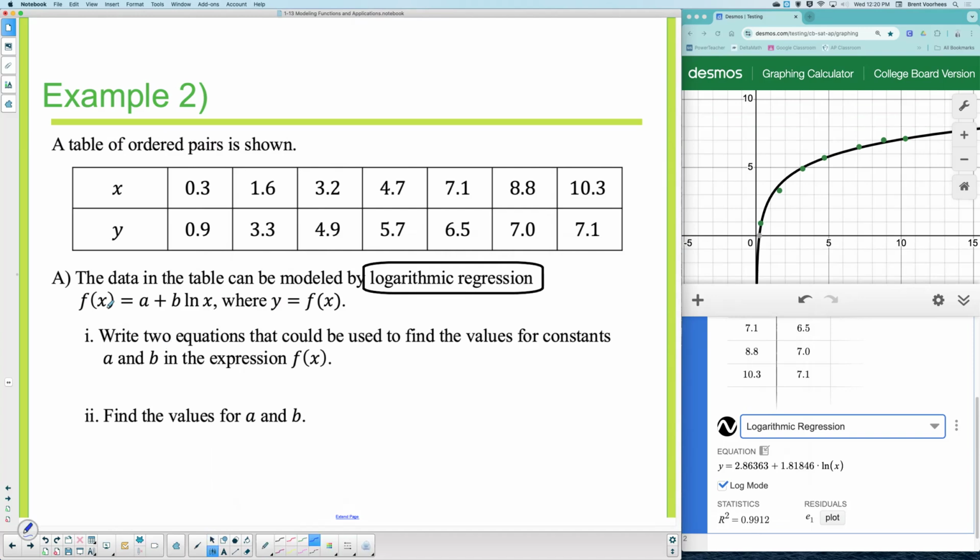Okay, so we have to first, on AI, it says write 2 equations that could be used to find the values. Now, this is if you're going to not use a calculator. How would you do it if you were not going to use a calculator? Well, you would take these equations they gave you, and you would plug in values. This says x and y. This is not very good considering this said, where y equals f of x. So y is our f of x. So what you would do is you would plug in.